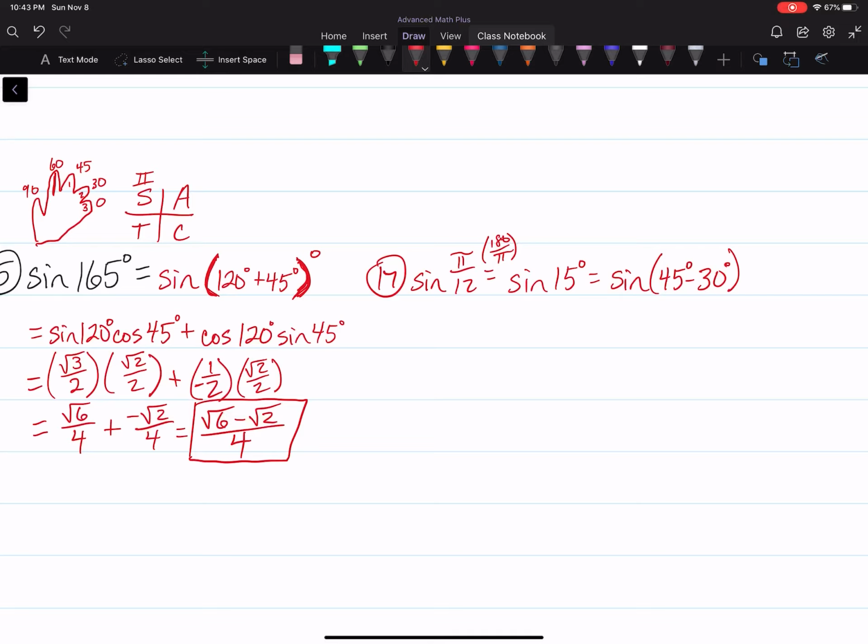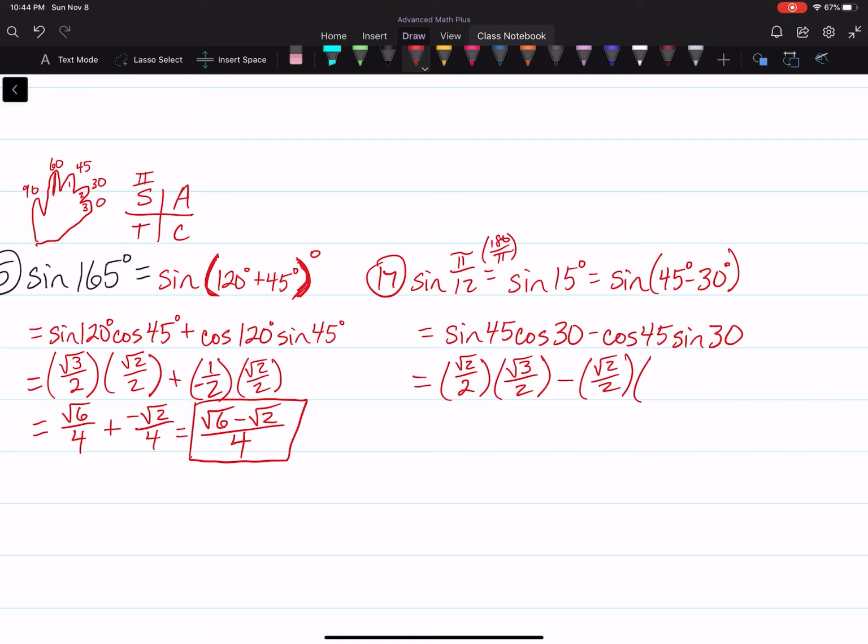Now, it doesn't have to be those two. That just happens to be the two smallest ones. So this time I'm going to do the difference identity for sine. The difference identity for sine is the sine of 45 cosine of 30 minus the cosine of 45 times the sine of 30. And then you just figure out what that is. The sine of 45 is square root of 2 over 2. The cosine of 30 is square root of 3 over 2. Minus the cosine of 45 is square root of 2 over 2. And the sine of 30 is 1/2.